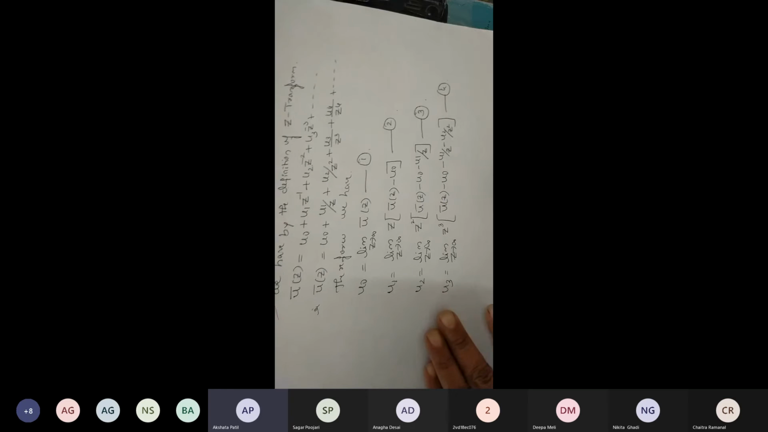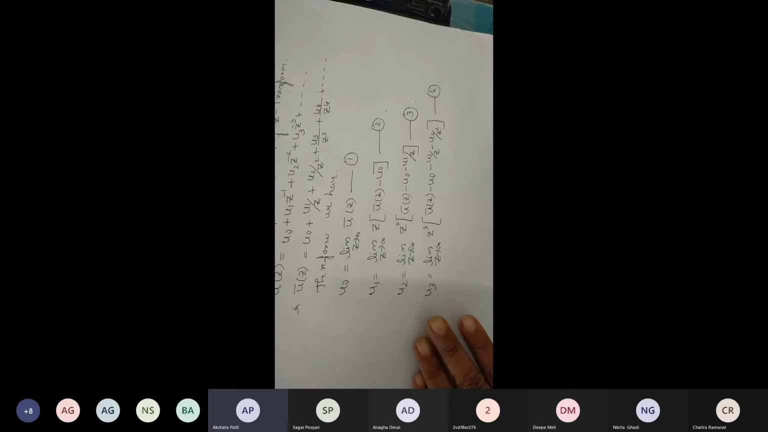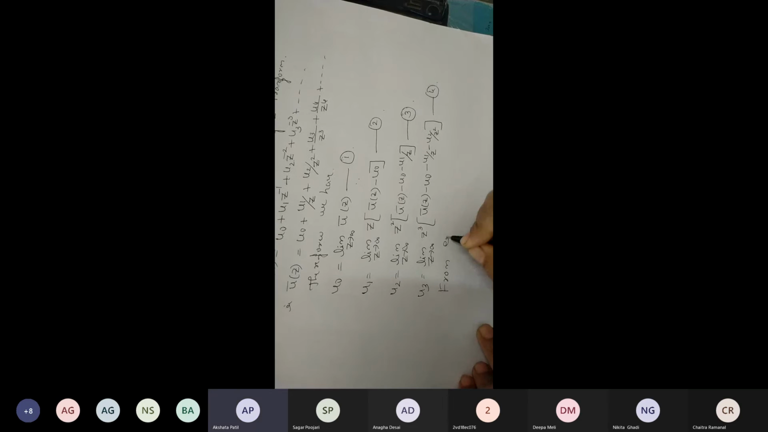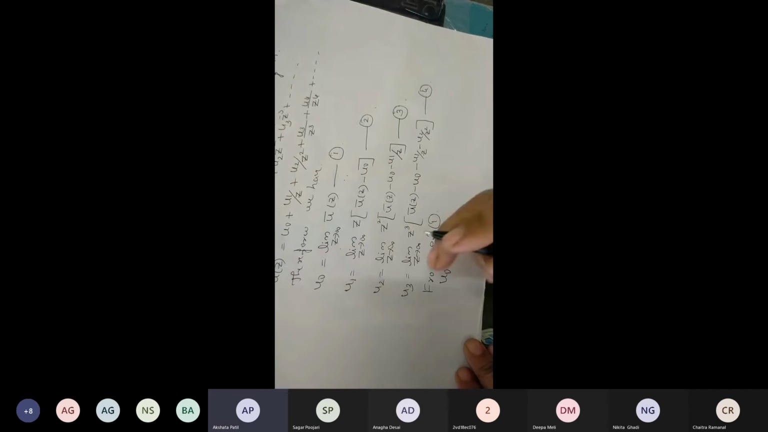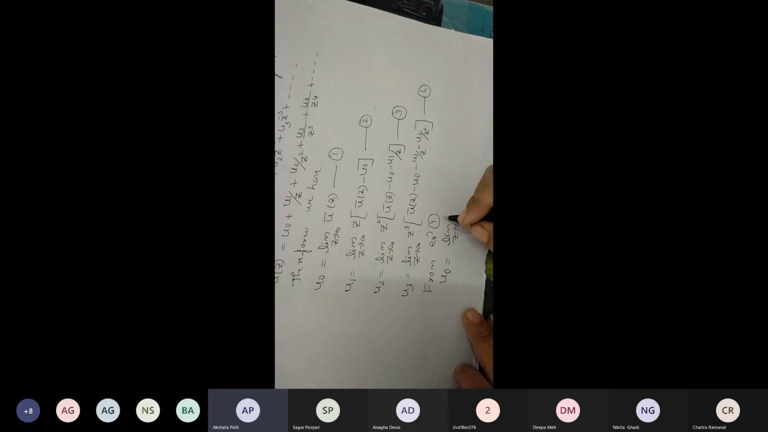Now let us solve equation number 1. So we can write from equation 1, u naught equals, the formula is what? Limit z tends to infinity u bar of z. U bar, how much have they given?